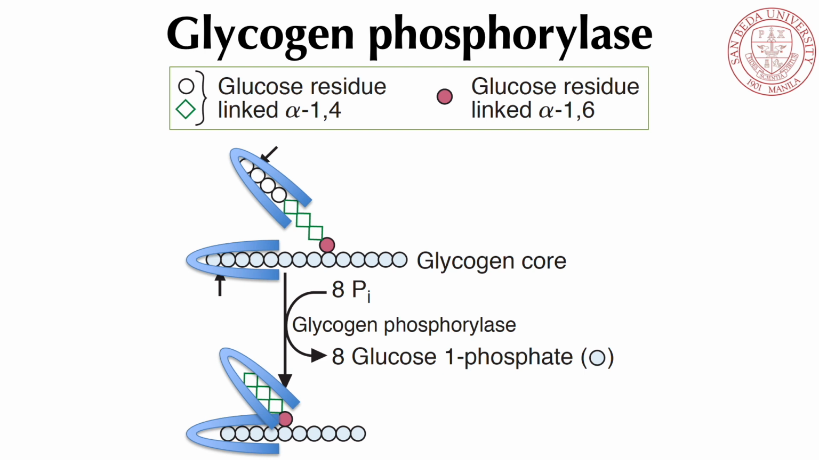The enzyme cannot act on the glycosidic bonds of these 4 glucosyl residues closest to the branch point. This is because the branching chain sterically hinders a proper fit into the catalytic site of the enzyme.